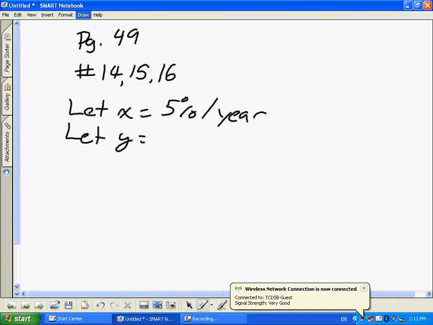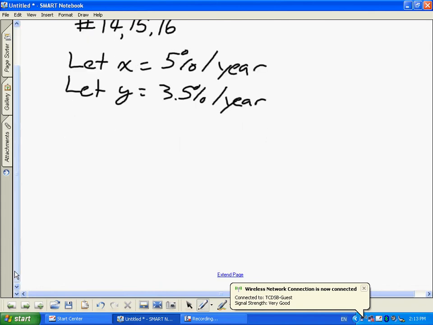Let Y equal the investment that is 3.5% a year. So we have our X and our Y. We know that she invested a total of $10,000. So that means some amount of X and some amount of Y is equal to 10,000. X plus Y equals 10,000.